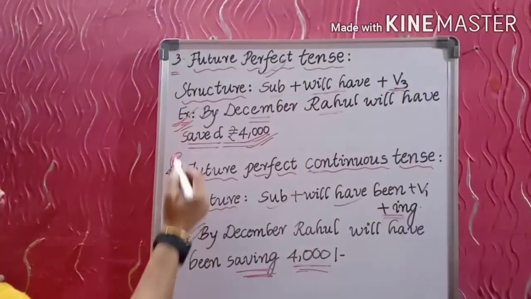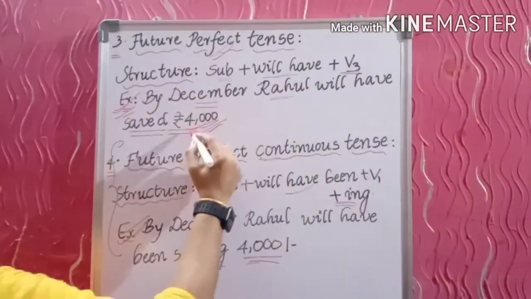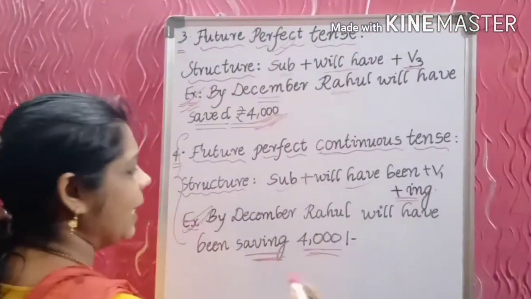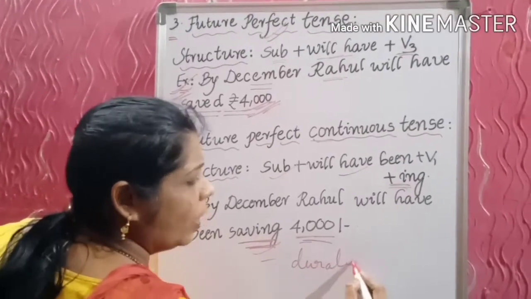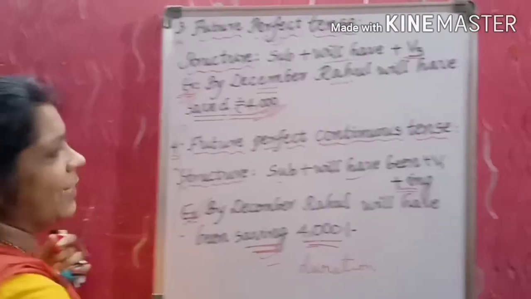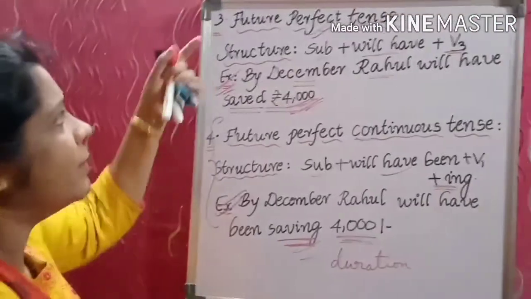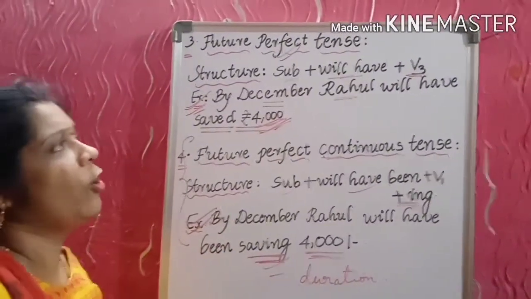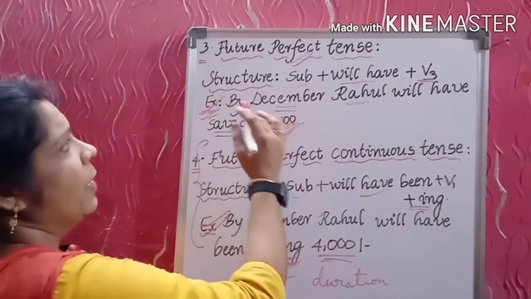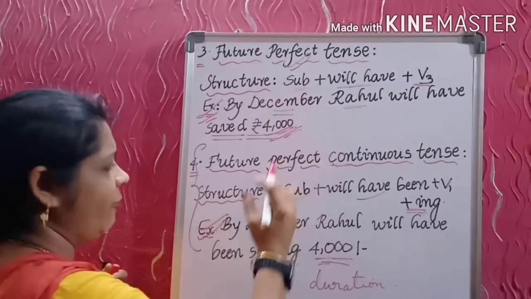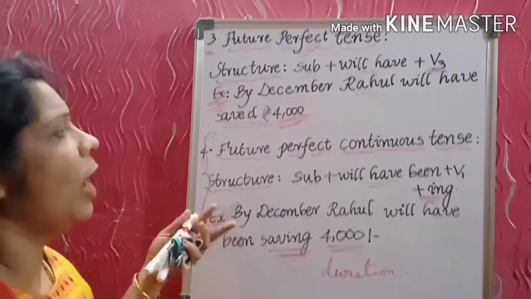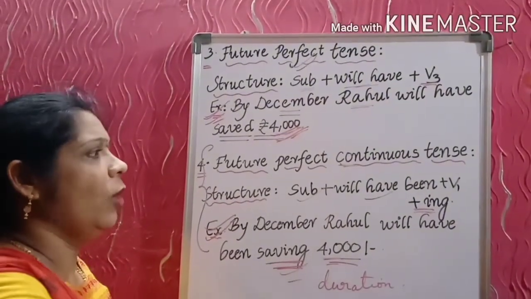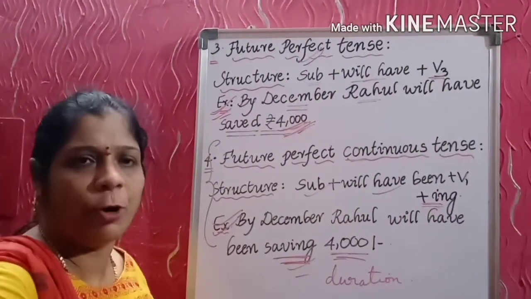What is the difference between the two tenses? Here we are using a completed action. Here we are telling about the duration of the action. Duration. That is the only difference between the two tenses. And moreover, as I already told you, these two are not much useful in conversation and writing. Just know a basic structure and a few examples. As time passes by, you will be able to know how to use them in the future. So, I hope all of you have understood this future tense properly.